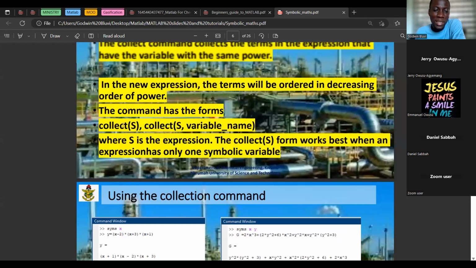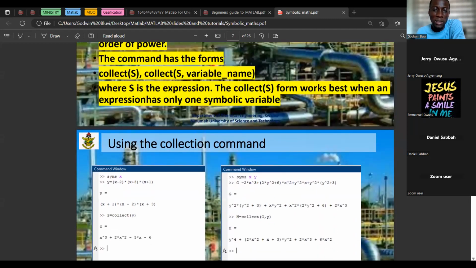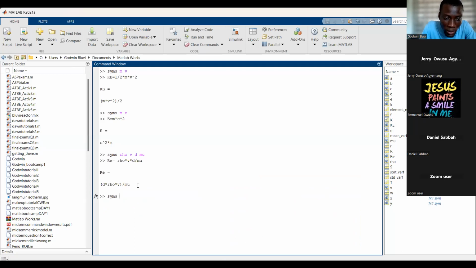So now you know S is the variable. Do you get what I'm saying? Yes. So let's try that. So syms a.